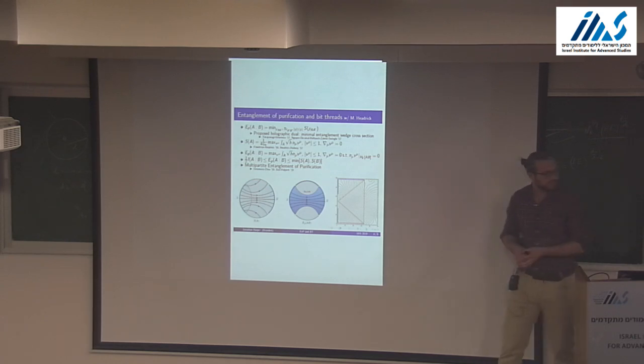So did you prove this entanglement of purification equation with the cross-section or not? Yes. You can explicitly start with the minimization, apply Lagrange duality, and get out this formula in both cases. Okay, so you say it's true now. Yes, it's true. Okay. Great. This is the formula for entanglement of purification using bit threads.